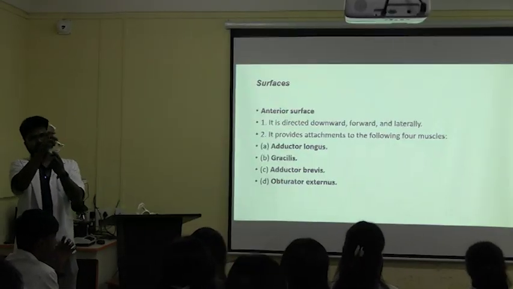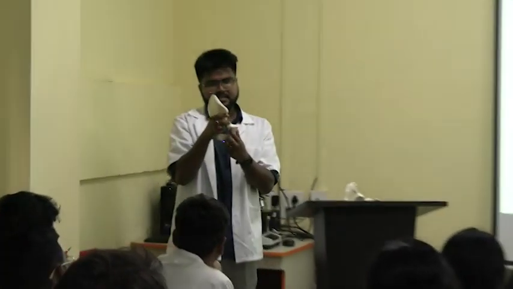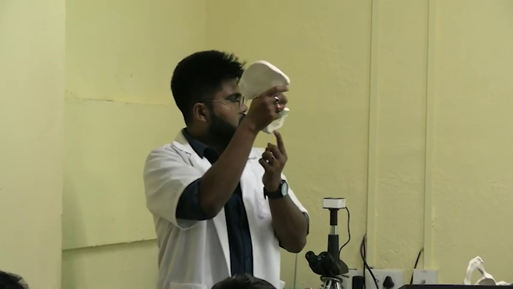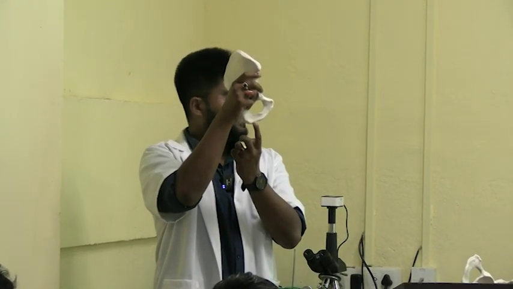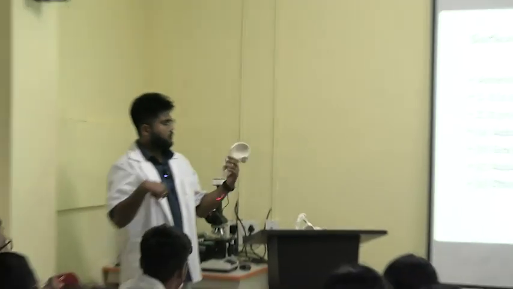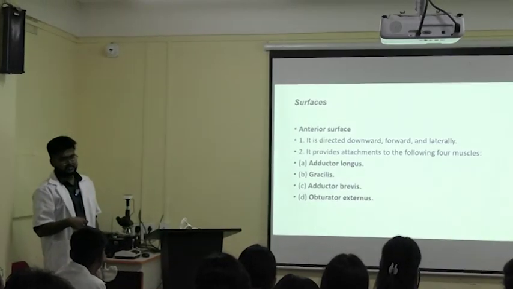So this is the anterior surface. Here four muscles are attached. One is adductor longus, then adductor brevis, another is gracilis muscle, and another is obturator externus muscle. It is directed downward, forward, and laterally, and here four muscles are attached.